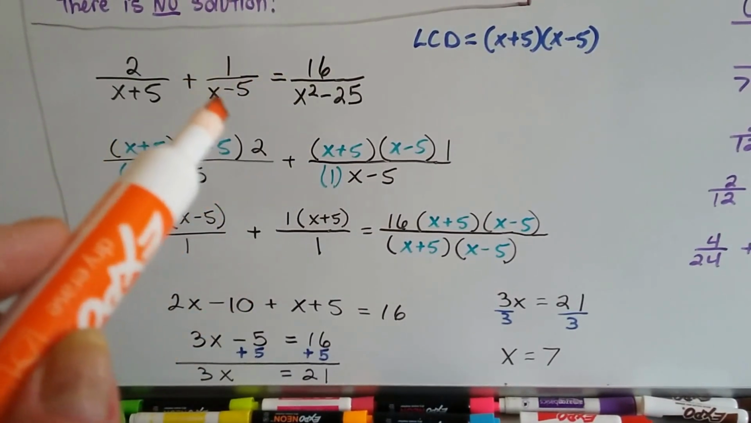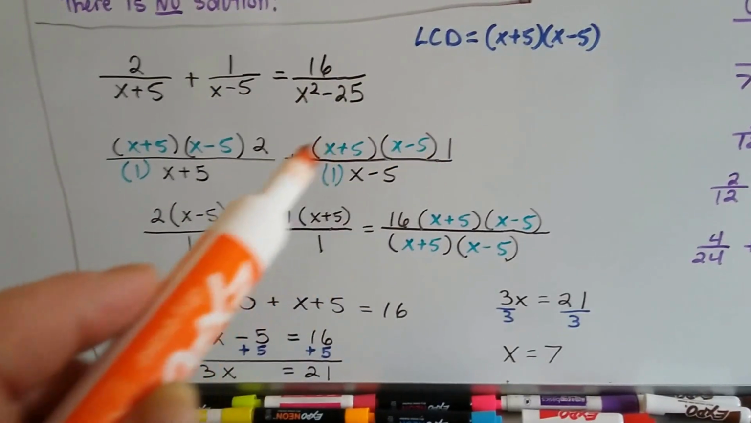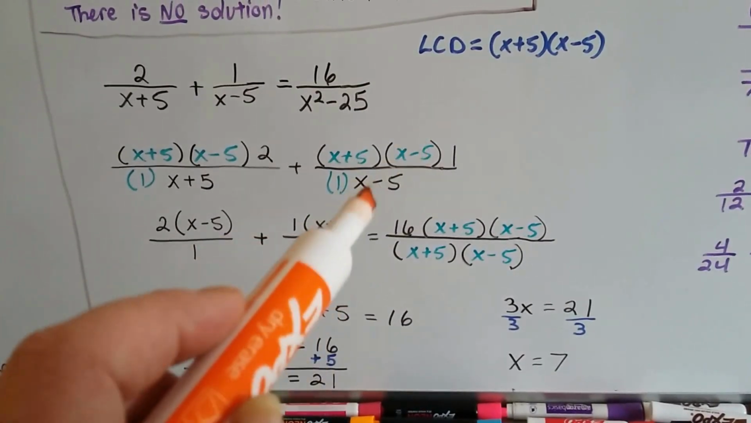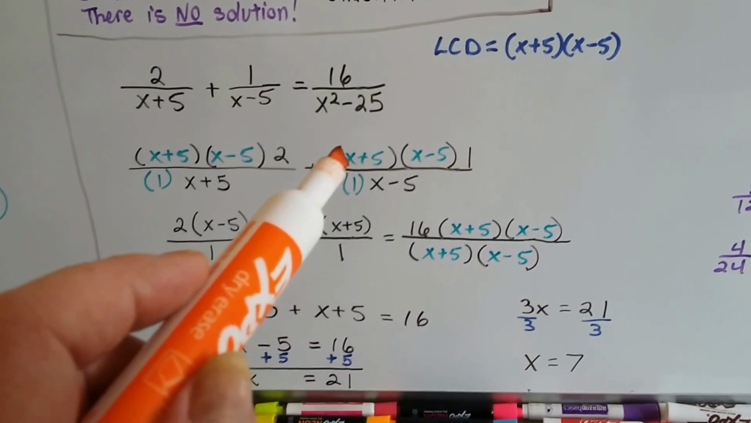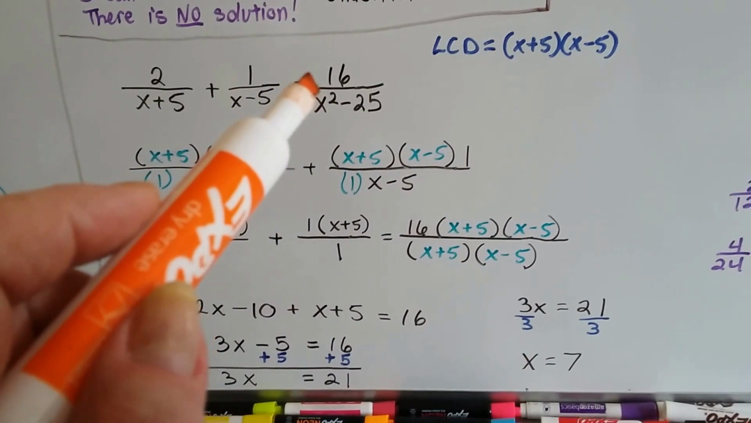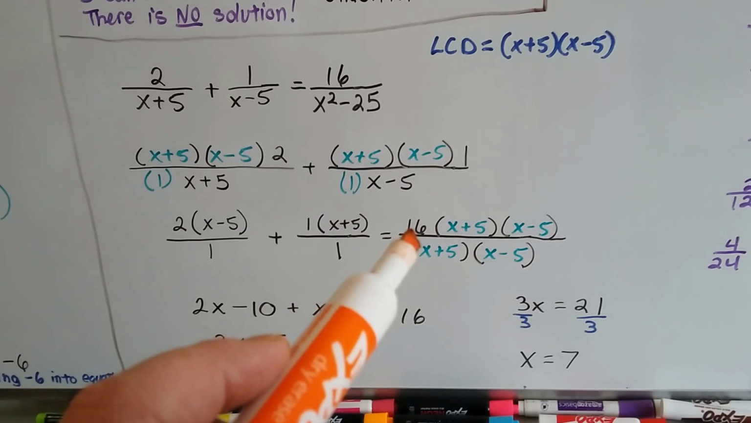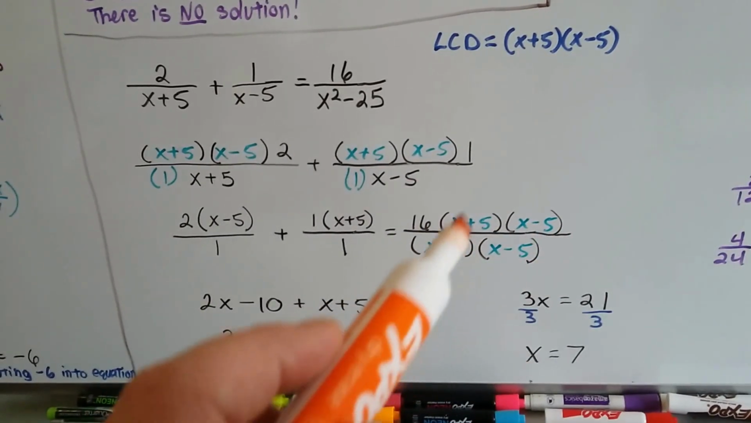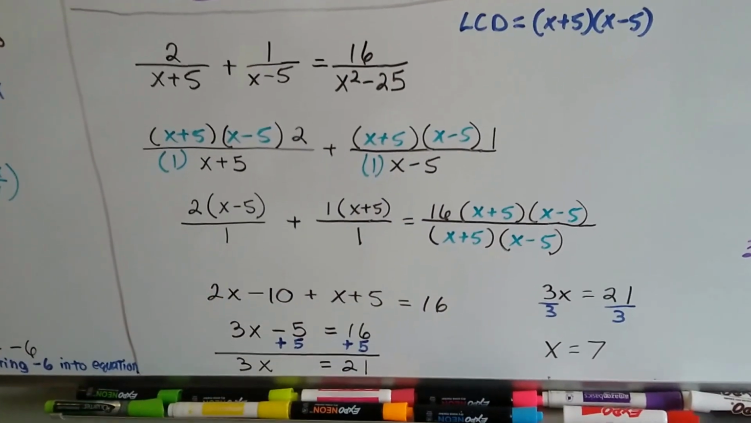And for the 1 over x minus 5, we multiply it by the LCD, and we can see the x minus 5 down here is going to cancel out as a 1 with this one, isn't it? So we're going to be left with 1 times x plus 5 over 1, okay? And then this one that we factored is going to have this denominator, isn't it? So we're going to have 16 times the x plus 5 times the x minus 5 over that denominator, and that cancels out as a 1, that cancels out as a 1, so we're just left with 16.